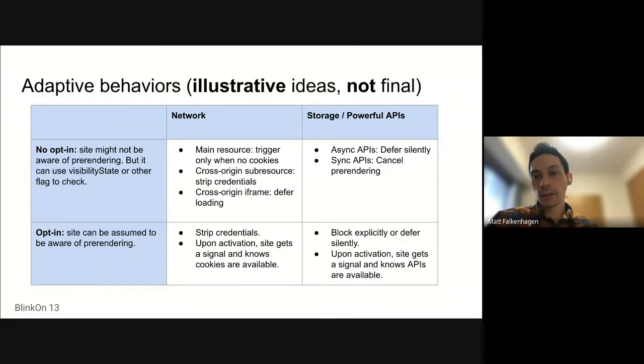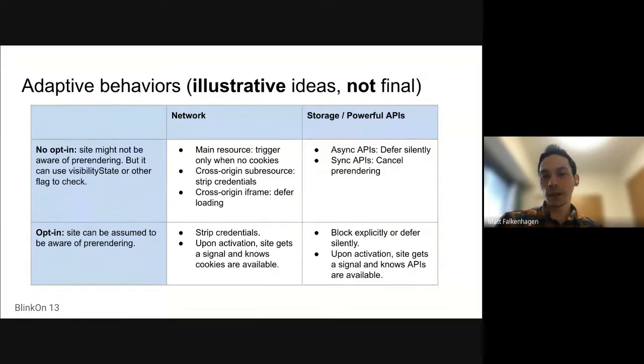And then in the right column, let's consider storage or other powerful APIs the site might try to use. In the no opt-in case, we don't want them to use these APIs, but we also don't want to break the page if it tries to use them. So we can consider two different strategies, perhaps if the API is asynchronous versus synchronous. In the asynchronous case, we can try to just defer processing that API until activation. So we just delay it. And from the site's point of view, it's just an API that takes a long time.